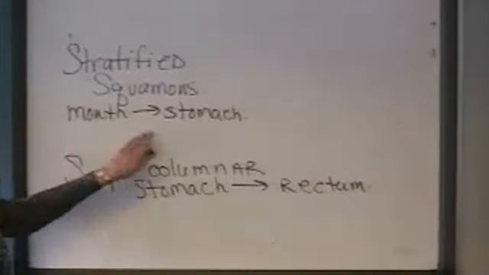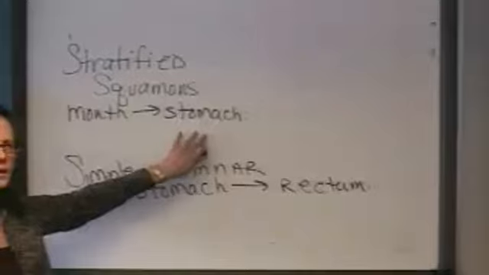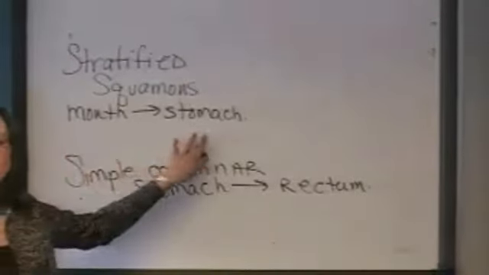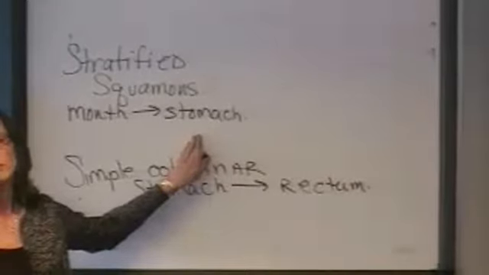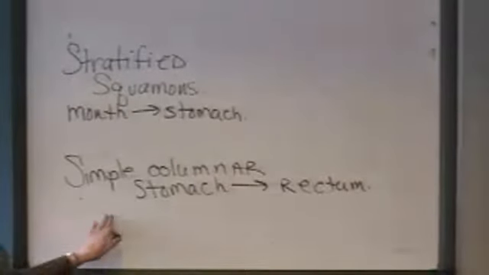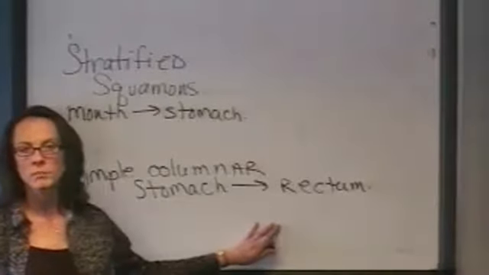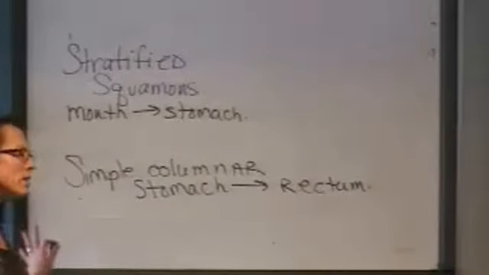So this doesn't include stomach, right? Stomach does not have stratified squamous. So you could say mouth all the way through esophagus if that makes you remember a little bit better. Simple columnar will be stomach all the way down to rectum. Rectum has a simple columnar.